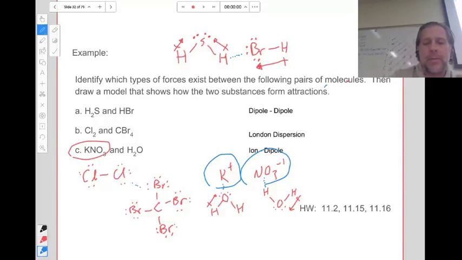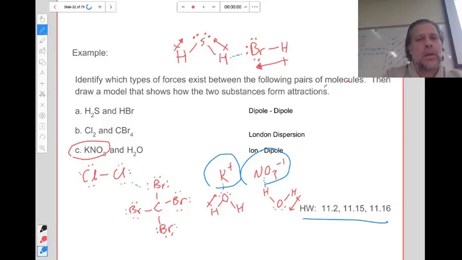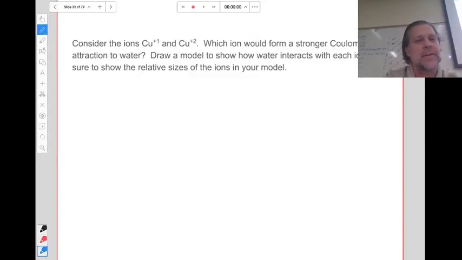Okay, now, this is the homework assignment for the evening, but there's one more slide that I want to do, which comes next. And it talks about Coulomb's law. So Coulomb's law, as we've talked about multiple times, basically says the stronger the attraction between 2 charged particles, the more difficult they are to pull apart. Does that make sense? So the question says, consider the ions copper plus 1 and copper plus 2. Which ion would form a stronger Coulombic attraction to water?